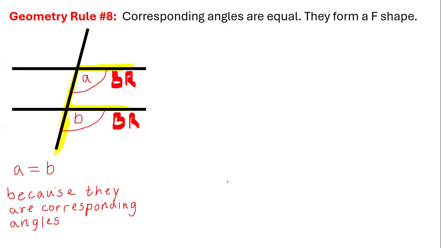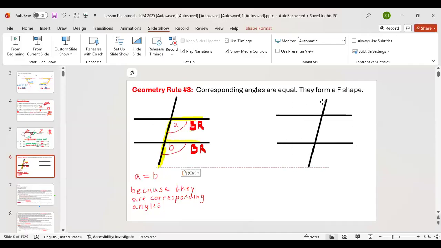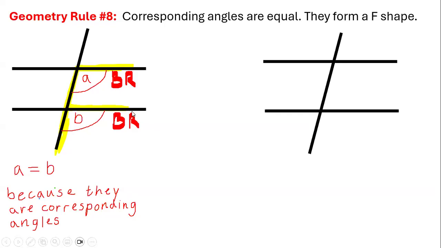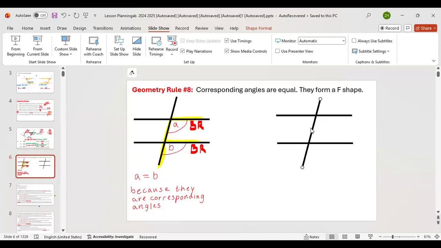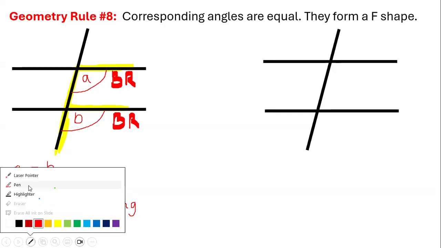Let's do another example. So this could come in a bunch of ways, right? There are multiple corresponding angles. We did bottom right, but we could also do top right, top left, bottom left. We could do all that. So let's go ahead and do that.